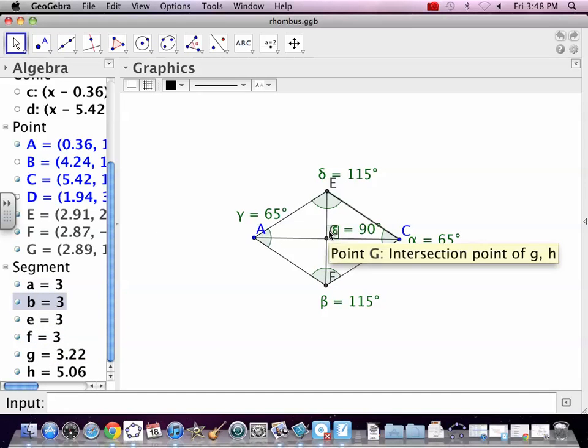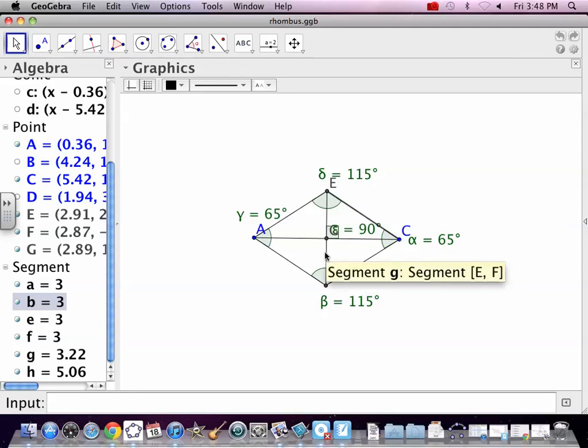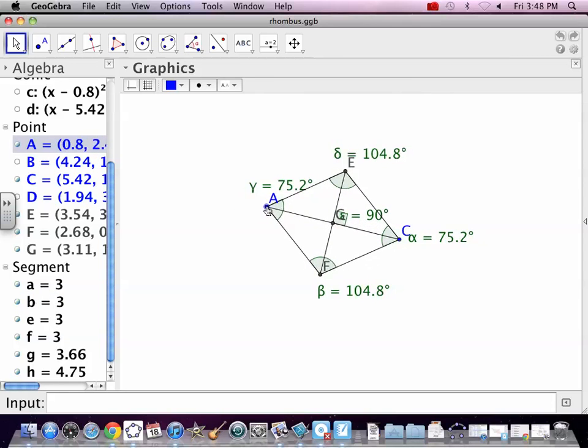I've got 90 again in the middle because a rhombus is a special kite. And they are bisecting each other because a rhombus is a special parallelogram. The diagonals are bisecting each other. The big thing in the rhombus, all sides are the same. And the 90 in the middle. That's what it looks like when things happen.